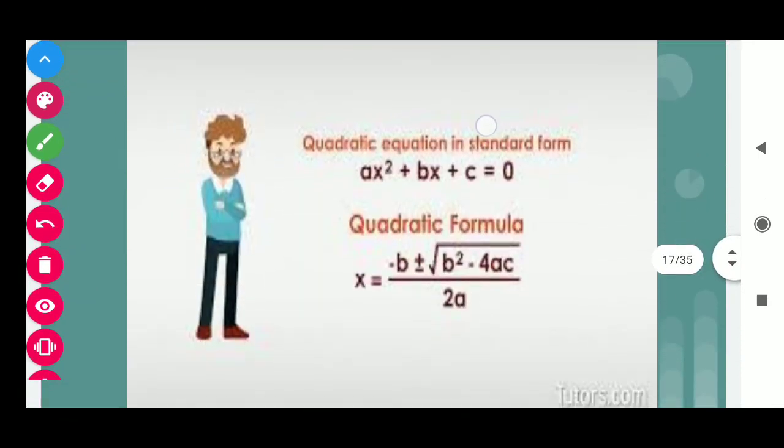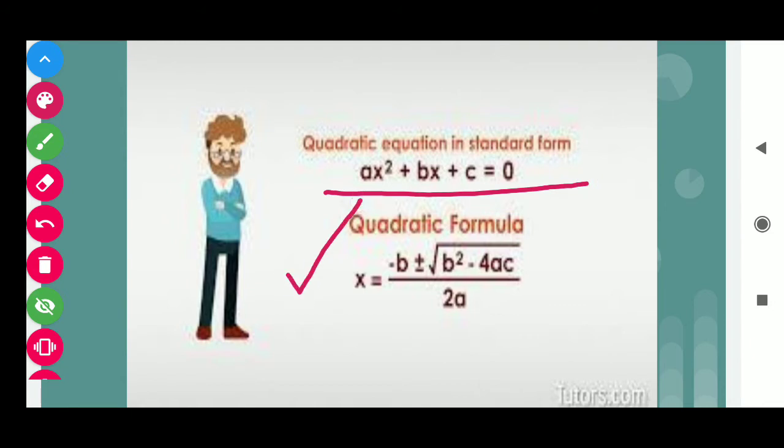Here you can see the quadratic equation. Today we discuss the quadratic formula. Students, here we have the quadratic equation in standard form, ax squared plus bx plus c is equal to 0, and this is the quadratic formula. x is equal to minus b plus minus under root b squared minus 4ac, divided by 2a. Students, this formula is used for finding the roots of the quadratic equation.